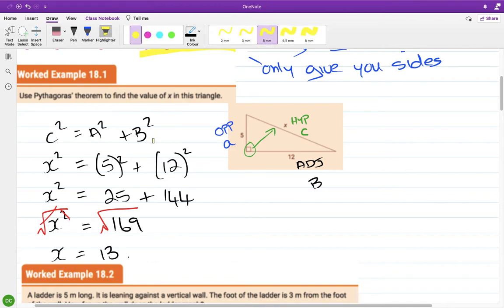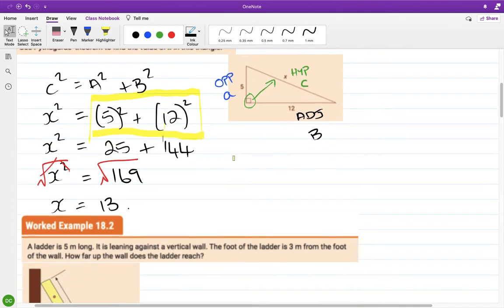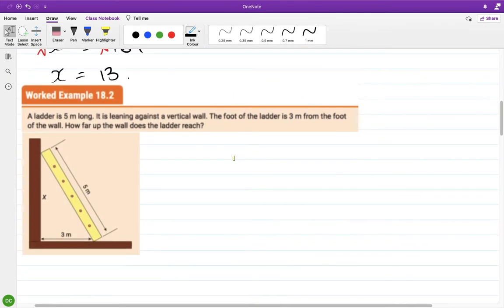The reason that it doesn't matter which one is the opposite and the adjacent is because these two are the opposite and the adjacent here in the square. So if I picked wrong, instead of having 25 plus 144, I'd have 144 plus 25. And with addition, it doesn't matter, it's commutative. If you do 25 plus 144, you get 169, and if you do 144 plus 25, you get 169. So it should work either way. I hope that's okay. We'll keep going. We'll try a different one. So I have a ladder.